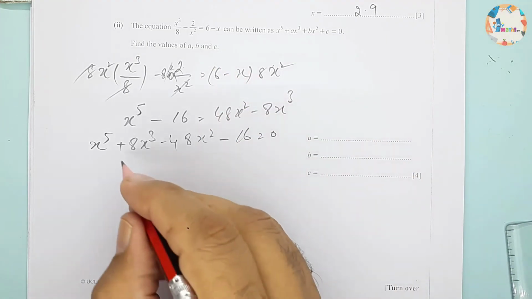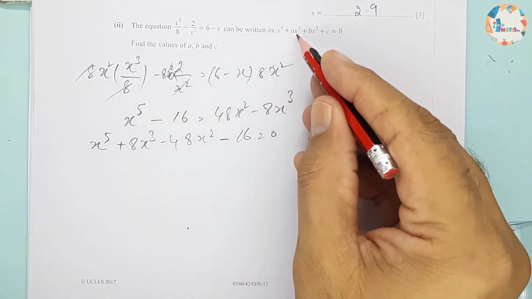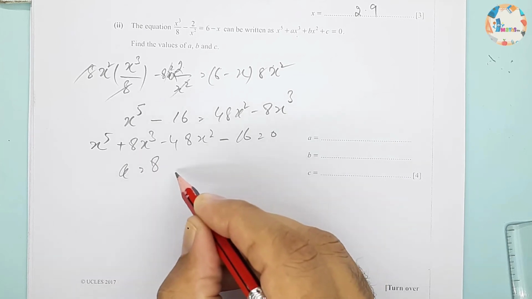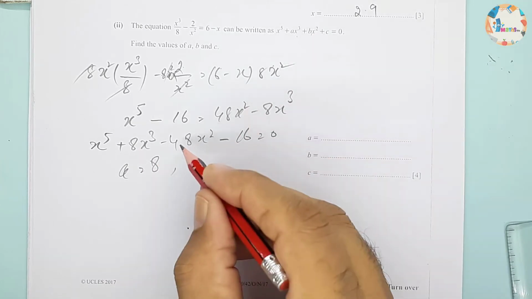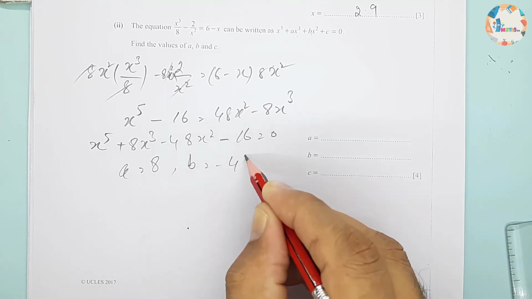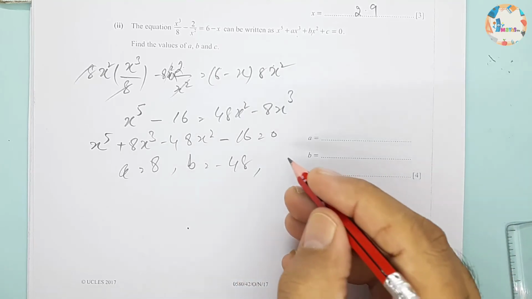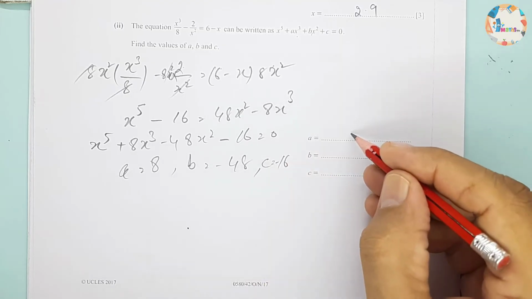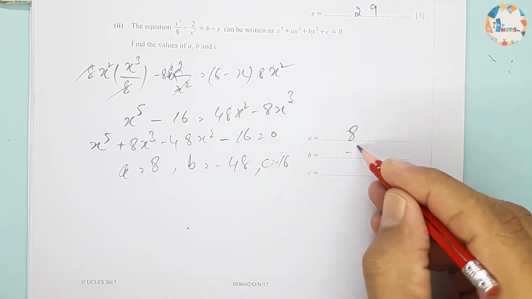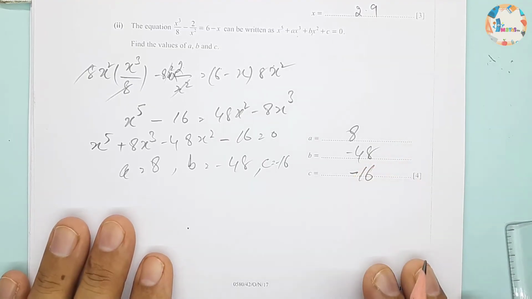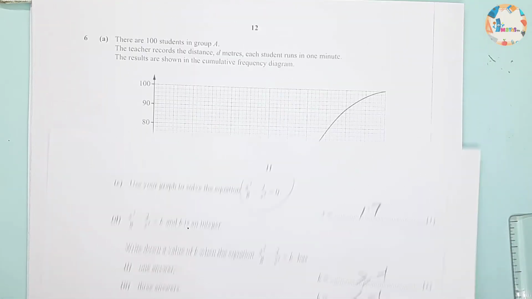Now we have to write the A, B, C values. A is basically the coefficient of x cube, so the A value is 8. The coefficient of x square is minus 48, so the B value will be equal to minus 48. And the C value is basically the constant, C is equal to minus 16. So we can write here 8, here minus 48, and this will be minus 16. So these will be our answers. Hopefully you got this also.